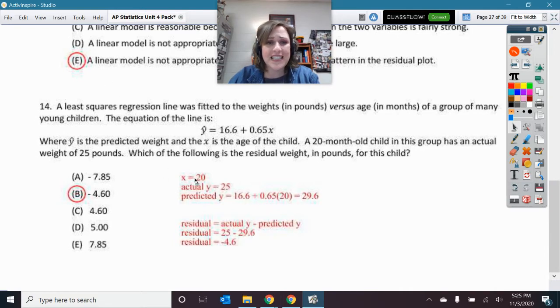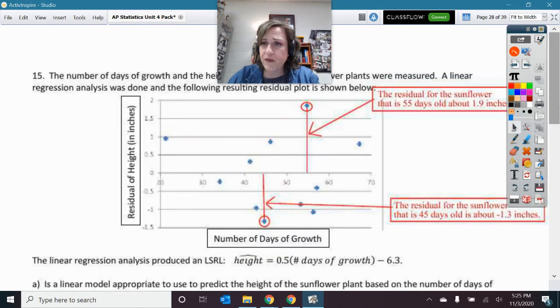Here, I just plugged in 20. X is 20. They tell me the actual is 25. So I plugged 20 in to get the predicted Y is 29.6. Therefore, residual equals actual Y minus predicted Y. That's negative 4.6. Next, number 15.